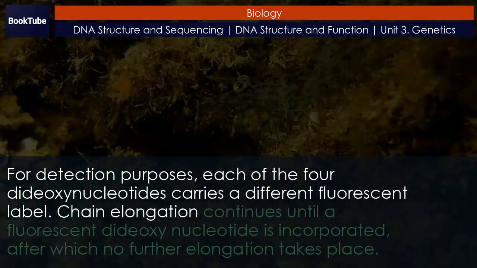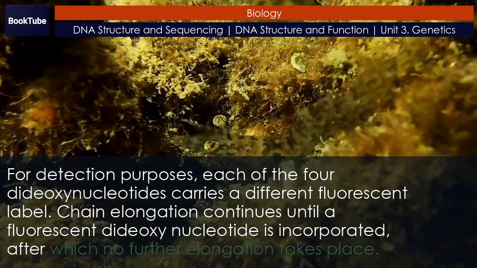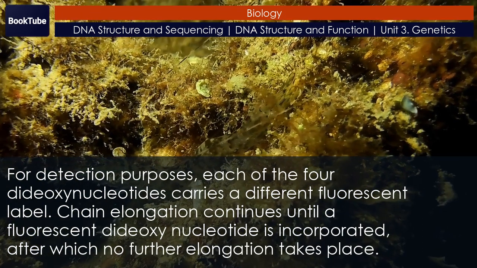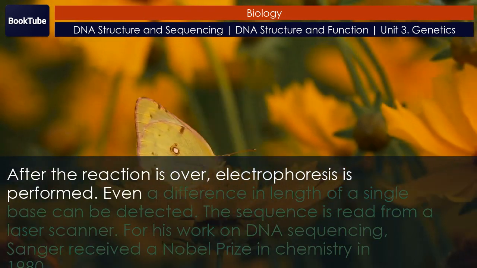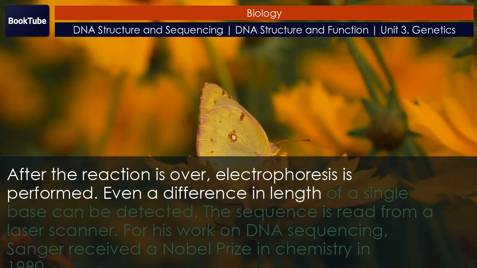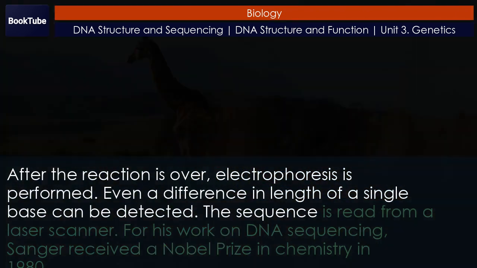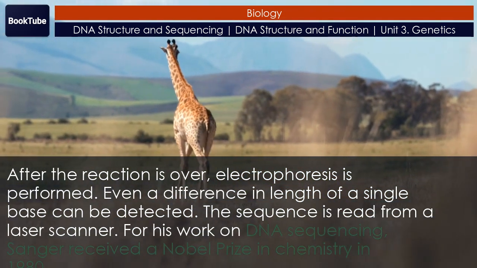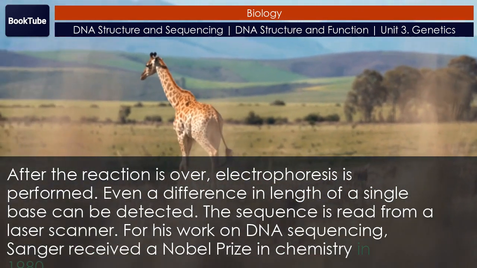Chain elongation continues until a fluorescent dideoxynucleotide is incorporated, after which no further elongation takes place. After the reaction is over, electrophoresis is performed. Even a difference in length of a single base can be detected. The sequence is read from a laser scanner. For his work on DNA sequencing, Sanger received a Nobel Prize in Chemistry in 1980.